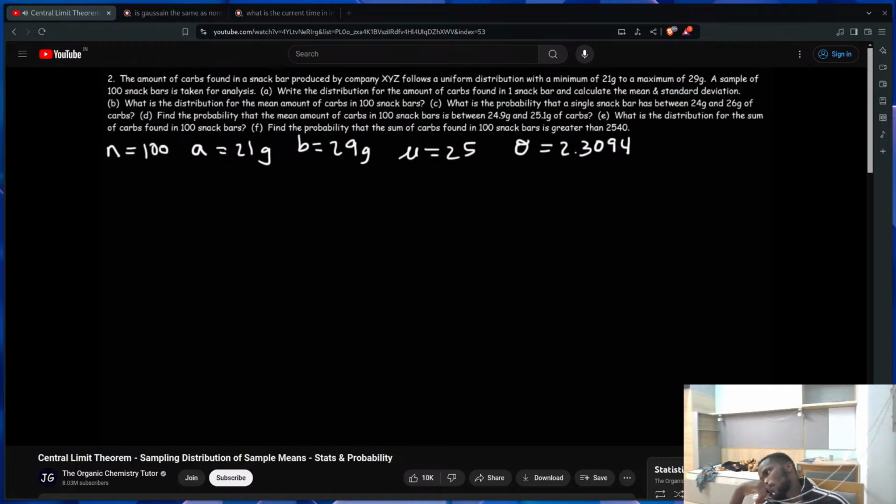Now let's move on to part C. What is the probability that a single snack bar has between 24 grams and 26 grams of carbs? Go ahead and try that. So we know that n is 1. So this raises a question. Are we dealing with a population distribution or a sampling distribution? Since we're analyzing a single item, we're dealing with a population distribution. And it has the shape of a uniform distribution. So let's graph it.